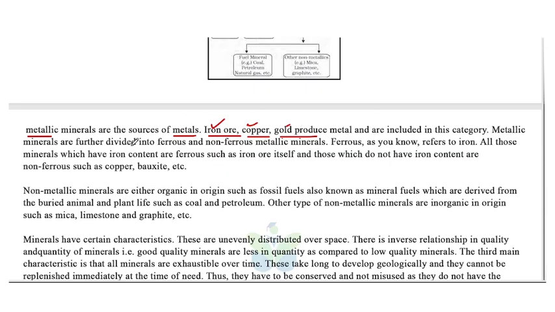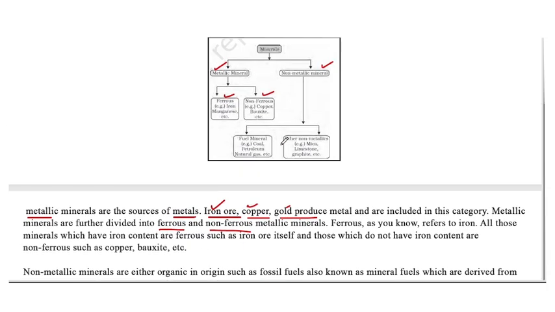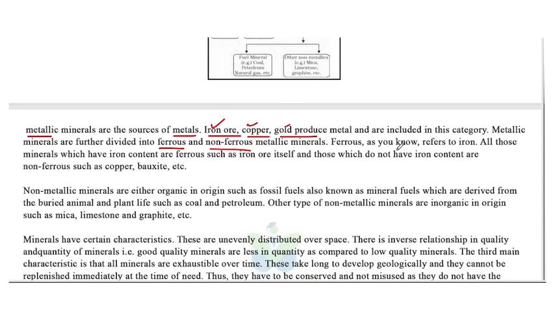Metallic minerals are further divided into ferrous and non-ferrous metallic minerals. Ferrous, as you know, refers to iron. All those minerals which have iron content are ferrous, such as iron ore itself, and those which do not have iron content are non-ferrous, such as copper, bauxite, etc.